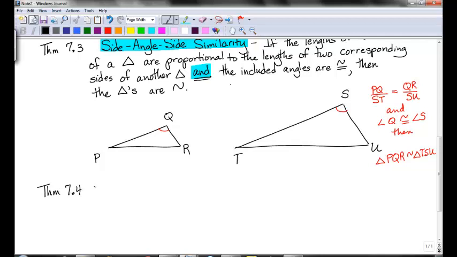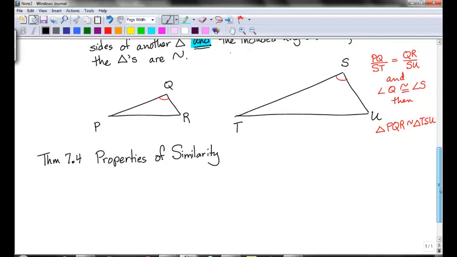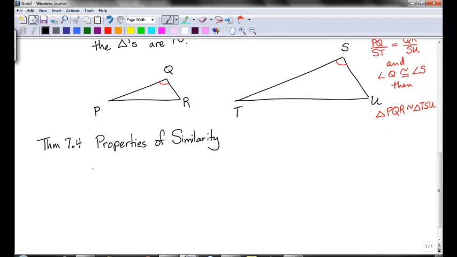and these you should recognize. These are called properties of similarity. We've done them in real numbers, we've done them in congruence, and now we're doing it in similarity. Properties of similarity. First one is reflexive. And that just says any triangle is similar to itself. Triangle ABC is similar to triangle ABC.